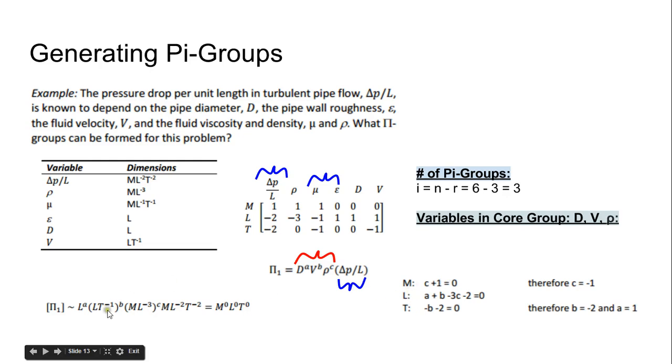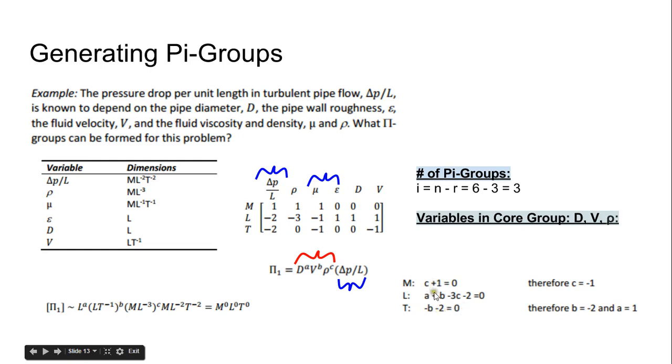And then when I come to L, I see a whole bunch of L's here. I see an L to the A power, an L to the B power, an L to the minus 3C power, and an L to the minus 2. So I'm just going to sum up the exponents for L: A plus B minus 3C minus 2, and again I set it equal to 0. And then for T, I do the same thing. We have a T to the negative B, and a T to the minus 2 power, so minus B minus 2 is equal to 0 for T.